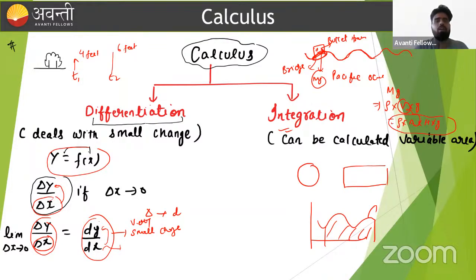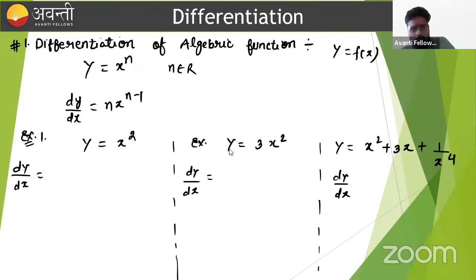So what is the physical interpretation of integration? To find variable area. What is the physical interpretation of differentiation? To find a small change. Even the growth of a tree you can measure. I hope it's clear to everyone. Let's talk about the differentiation of all the functions, because time is always a constant for us. So without wasting time, let's start. We already know 4 to 5 types of functions: algebraic, trigonometric, exponential, logarithmic. For all these functions, we want to find the derivative, that is, the differentiation.